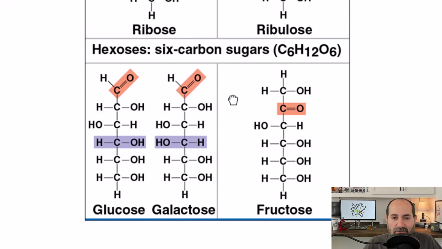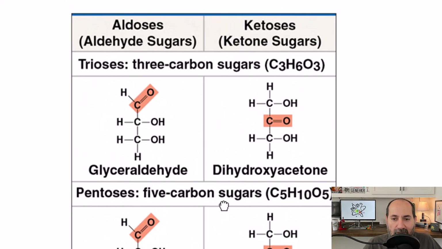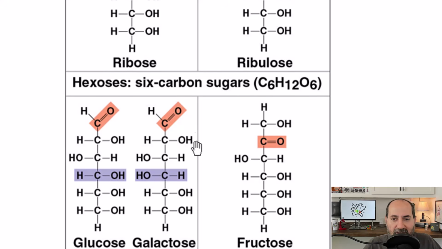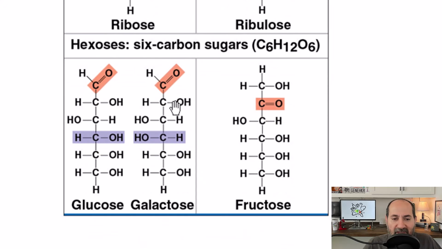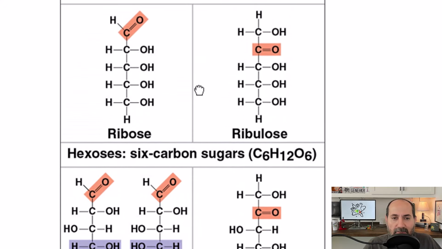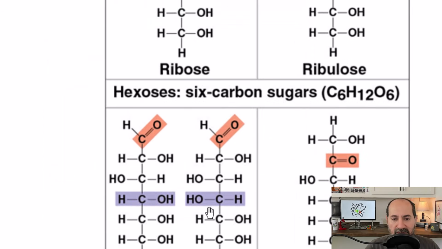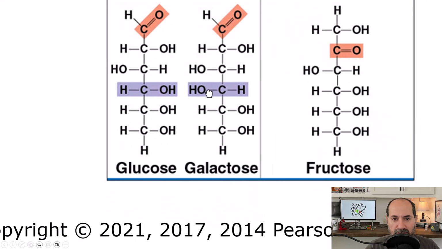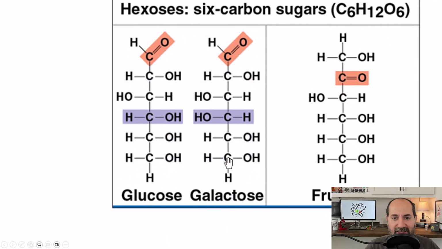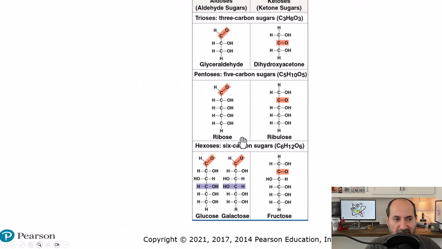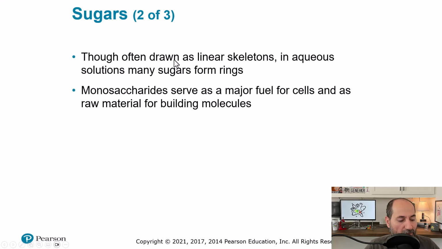So again, there are so many different sugars out there. There are different lengths, right? Different numbers of carbons and different isomers, different orientation of those building blocks as well. Now, I want you to notice how they drew these sugars. They drew them as a linear structure. However, look what it says on your next slide here. It says that though often drawn as a linear skeleton, in aqueous solution, sugars can form rings.